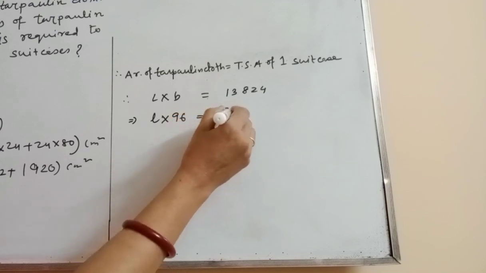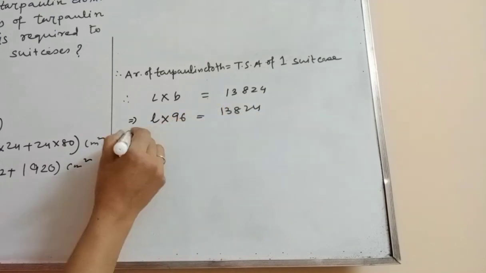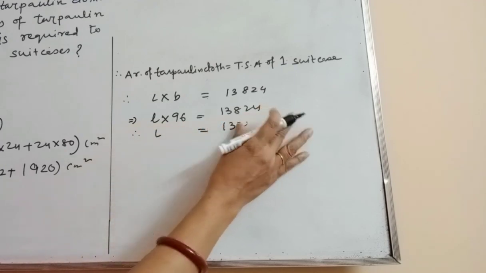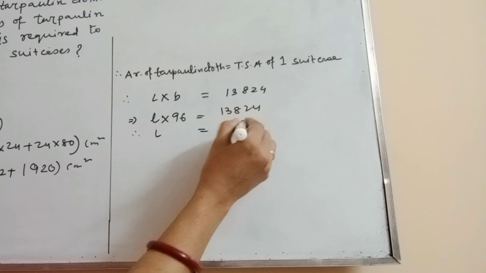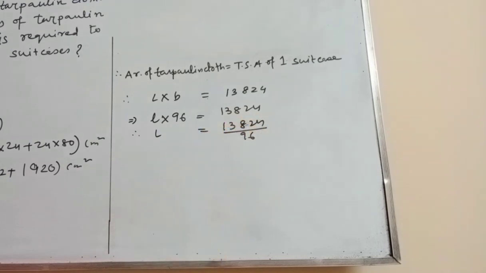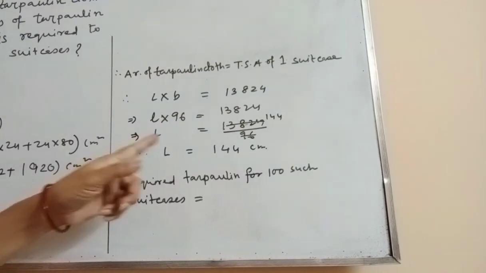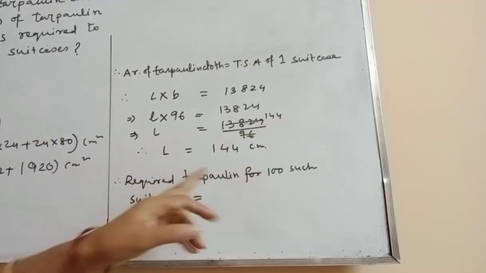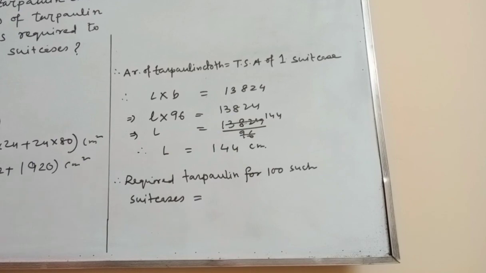So 13824 equals L into 96. Therefore L equals 13824 divided by 96. Divide it, and you will get the length of the tarpaulin cloth. When we divide, we will get 144 centimeter.